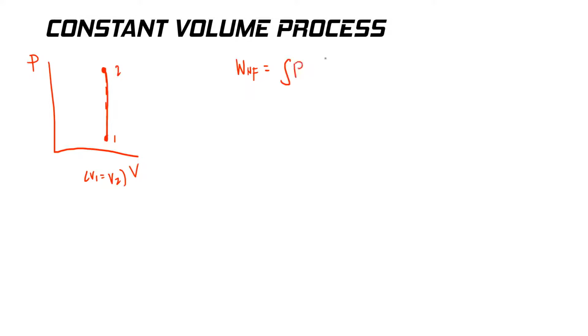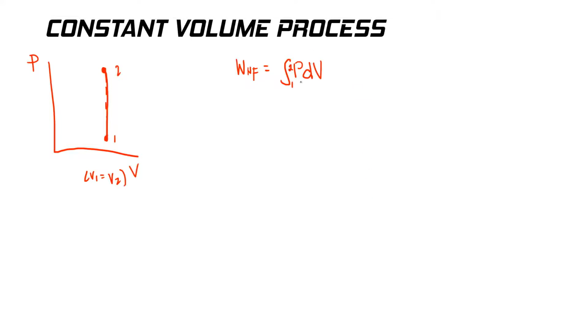First, to describe the constant volume process, let me draw the PV diagram. Here our volume 1 is equal to volume 2. Dealing with the constant volume process, first is our work non-flow, which is equivalent to the general equation of the integral of P dV from 1 to 2.